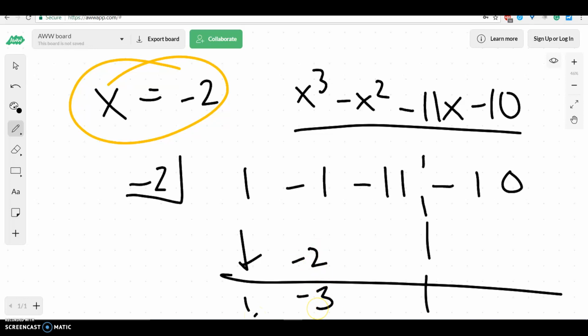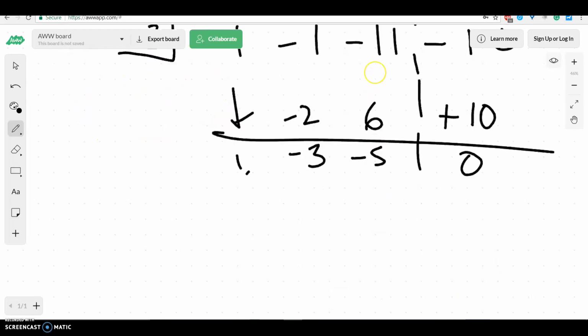This would be negative 3. Negative 2 times negative 3 would give me positive 6. That would give me negative 5. And negative 5 times negative 2 is positive 10, which would give me 0. And it is a factor, and it is a correct answer, which is good.